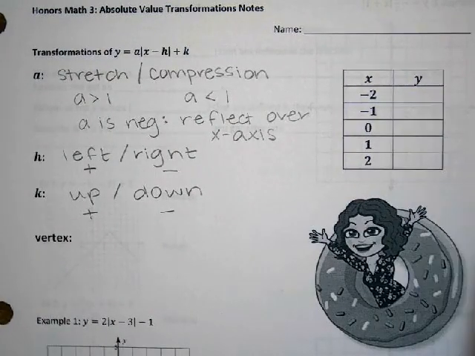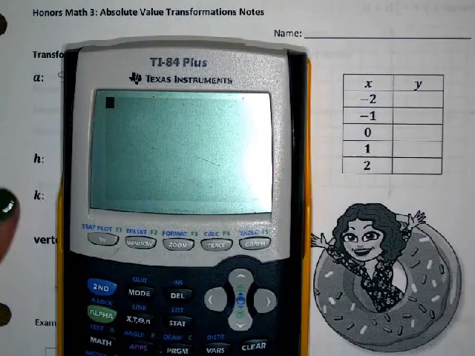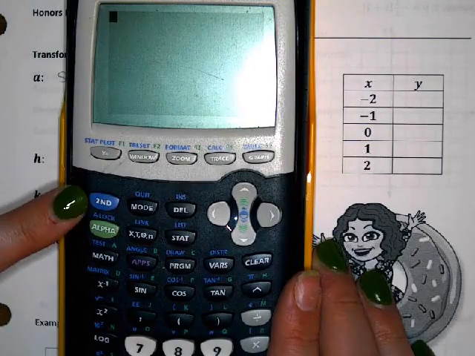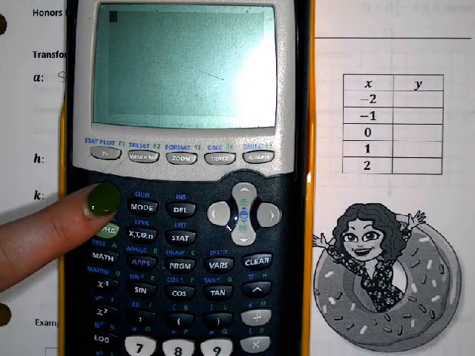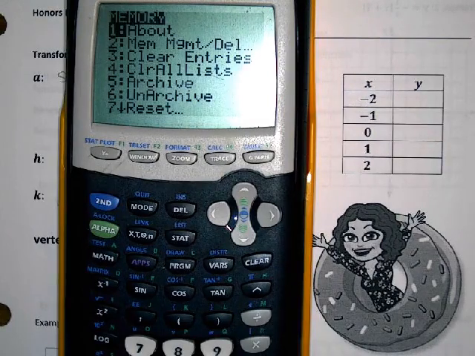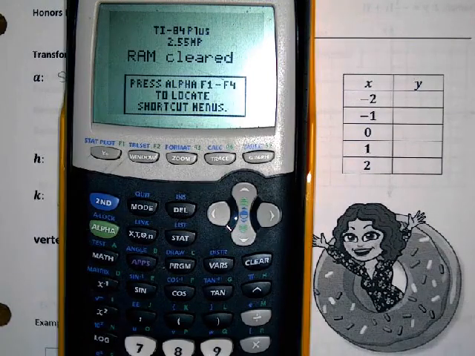So we're going to go ahead and graph this on a calculator so you can see how to do it and see what it looks like. To start with, I'm going to show you guys how to clear your calculators. So to clear them, we're going to hit second, which is the blue button, and then the plus sign, and then 7, 1, 2. Second plus 7, 1, 2.